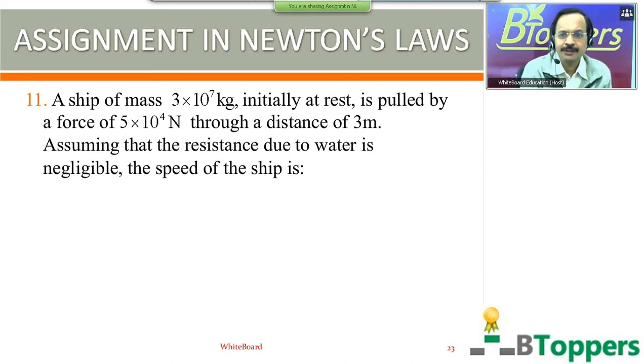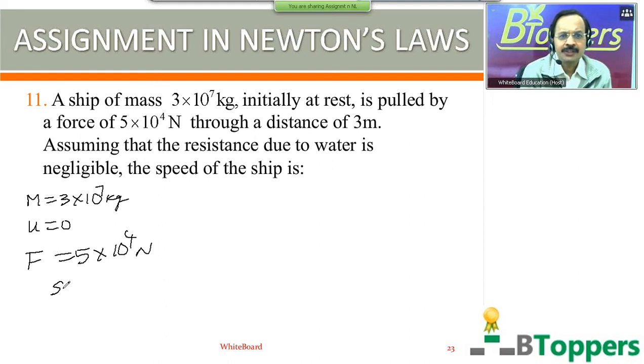See question number 11 here. A ship of mass 3 into 10 power 7 kg, initially at rest, is pulled by a force of 5 into 10 to the power of 4 Newton through a distance of 3 meters. Assuming that the resistance due to water is negligible, the speed of the ship is?